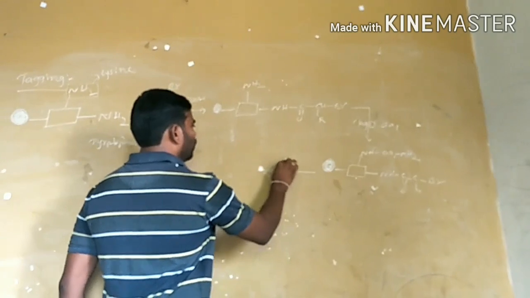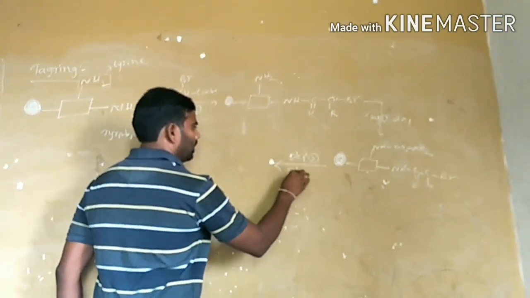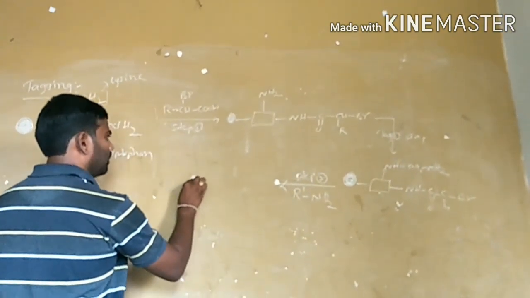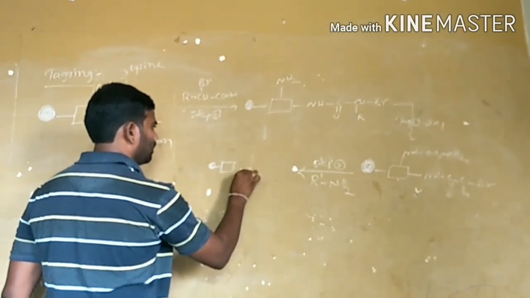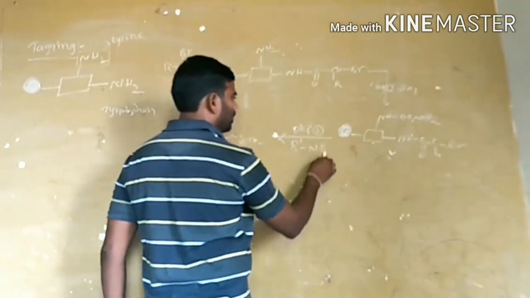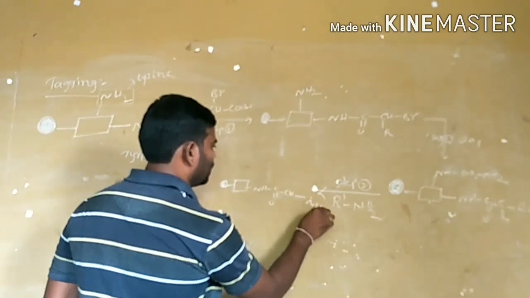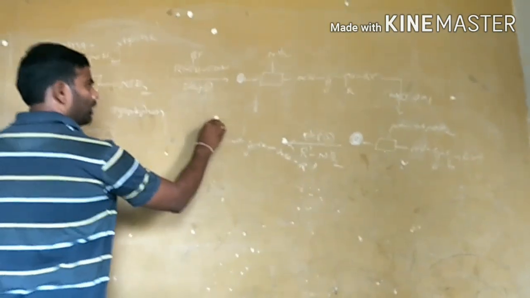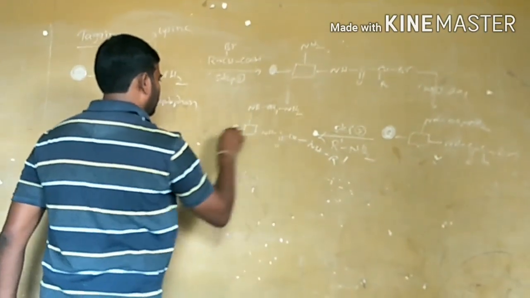Next, step 2: the amine group is added. NH, CO, CH, with loss of HBr, NH, R dash. The next is NH, amino acid 1, NH2.